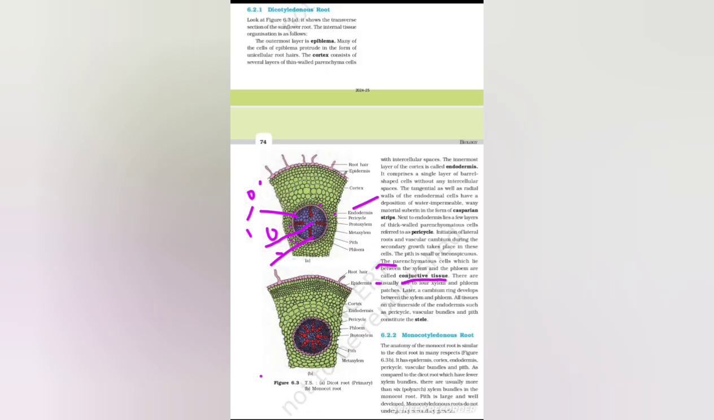And next, all the tissue that is present inside the endodermis. So which are those tissues? The pericycle, vascular bundle and pith constitute the stele. So what is stele? The tissues which are present inside the endodermis, that is the pericycle, vascular bundles and pith, constitute the stele region.